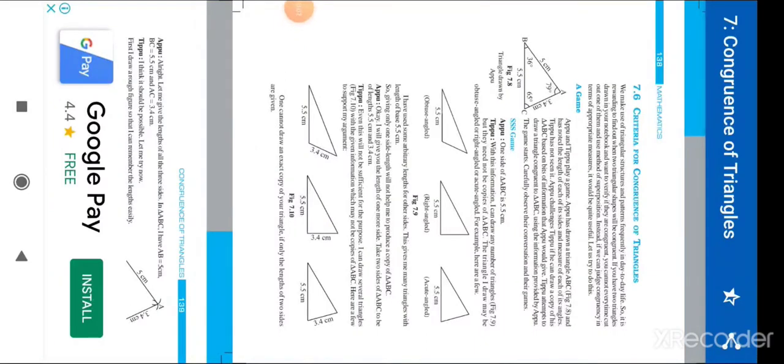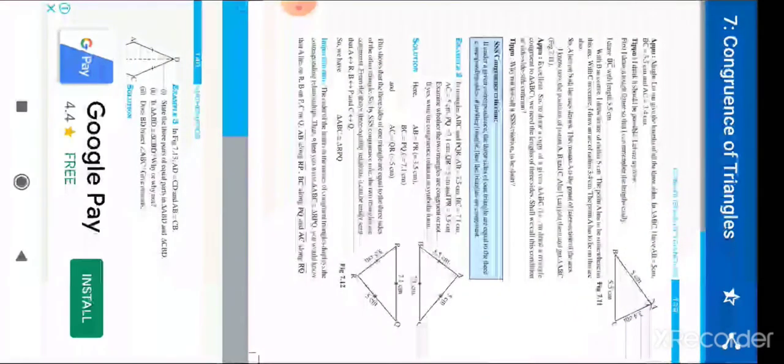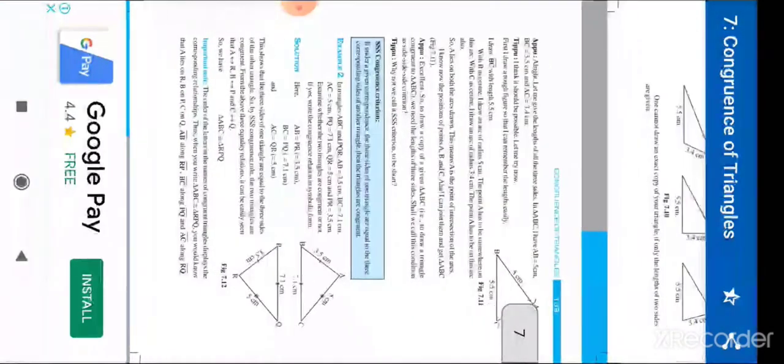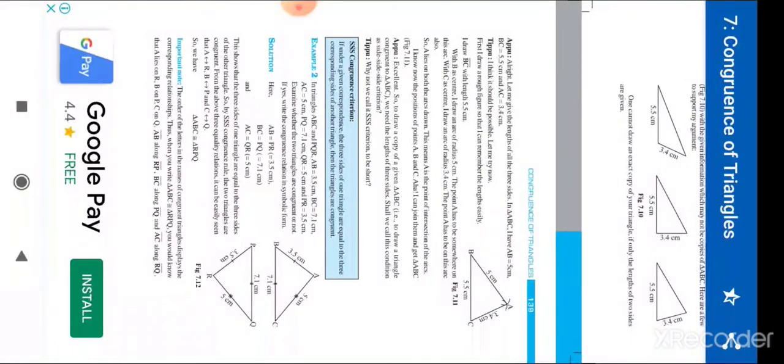Hello everyone, in this video we will discuss the criteria for congruency of triangles, and after that we will solve exercise 7.2. So the first criteria for congruence of triangles is the SSS criteria. It means side congruency criteria.